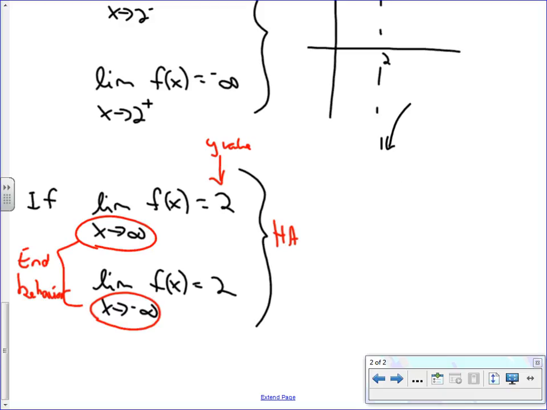The thing about a vertical asymptote is the graph can't cross it. You cannot go across a vertical asymptote. That's not true of a horizontal asymptote. Knowing that this approaches 2 at the end doesn't tell you a whole lot.